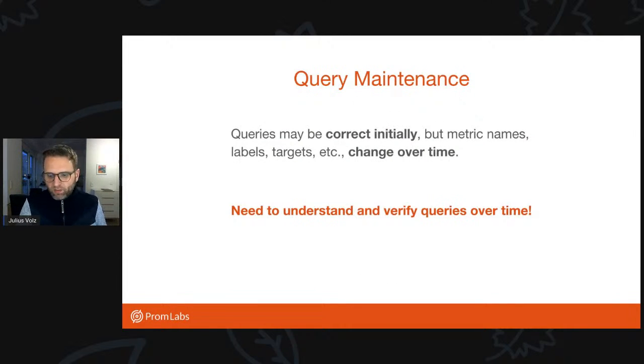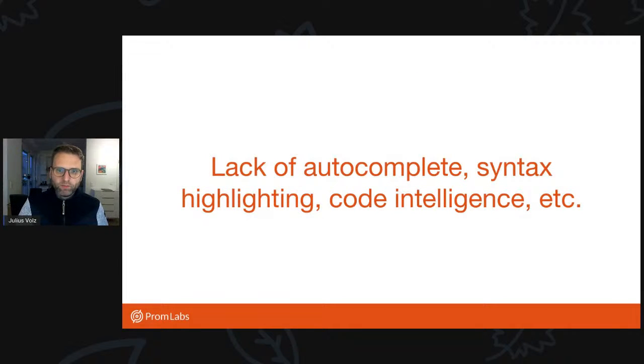Also, even if you get your queries correct initially, metric names change over time, label names change over time as people change the way they monitor things, the instrumentation within services, and so on. So even if you do have something correct initially, it's nice to have a tool to be able to debug queries over time, whether that's an alert query, a dashboarding query, or an SLI in Keptn. Also, there's no real autocomplete, syntax highlighting, deeper code intelligence, and so on in the built-in Prometheus UI.